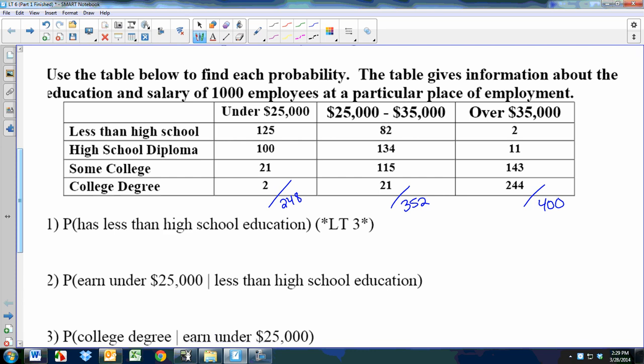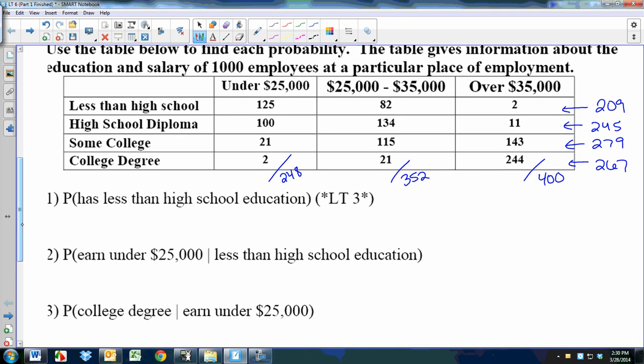company. We're also going to need to know the various amounts of people that have achieved a certain amount of education, so we'll need these rows added up. The 125 plus the 82 plus the 2 gives you 209. A high school diploma gives you 245 if you add all those up. 279 here, and 267 here.